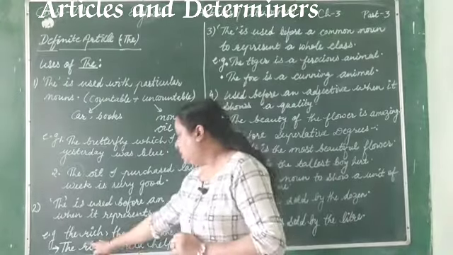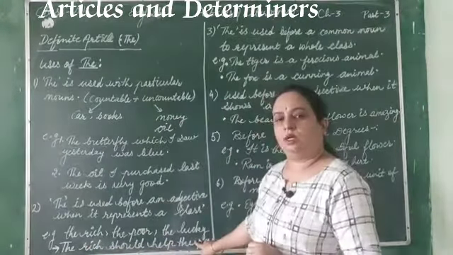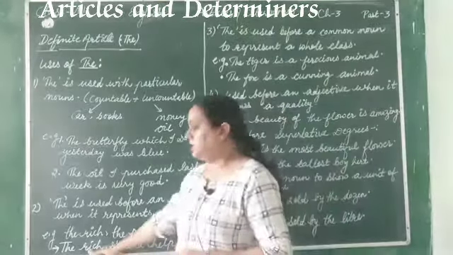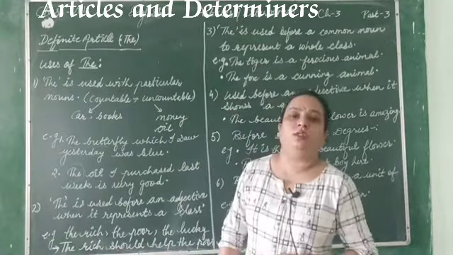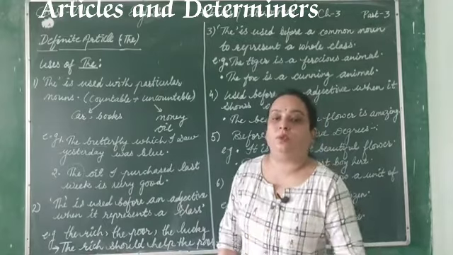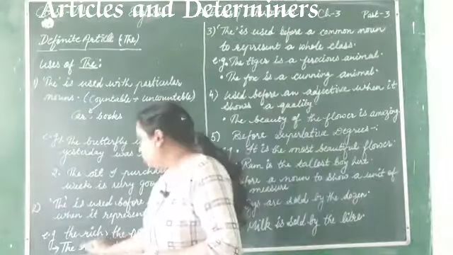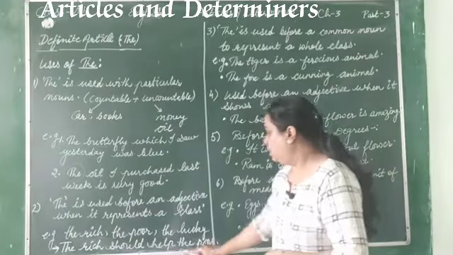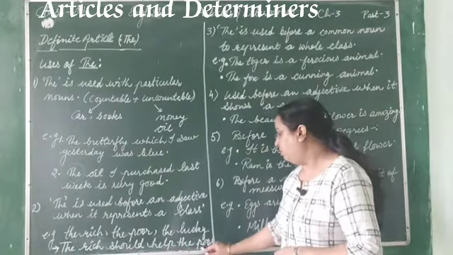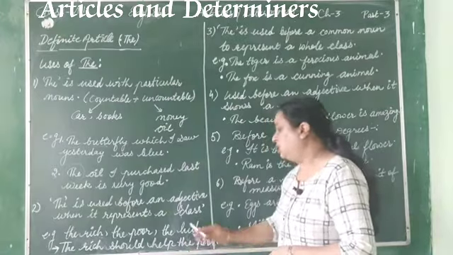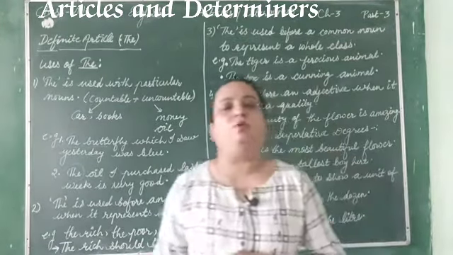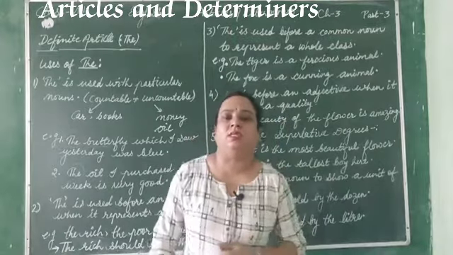So examples are the rich, the poor, the lucky. You may take any class, which is representing any class. And the example is: the rich should help the poor. So here rich is what? A class, and before that I have used what? The. Here poor is a class, and before that I have used the. So this is one of the examples when I am talking about a noun which is representing a class.